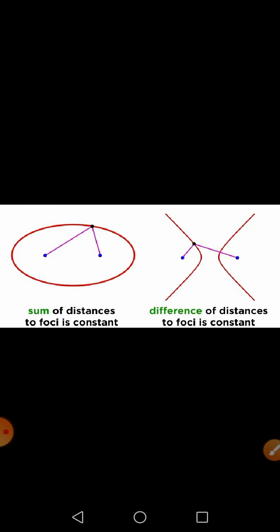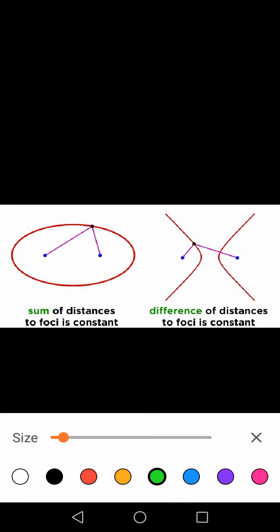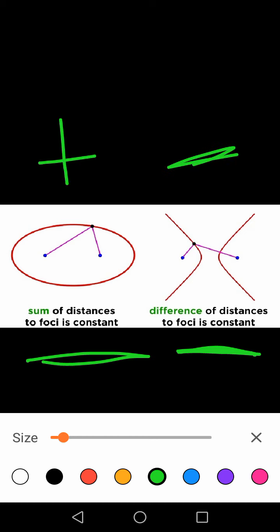For the ellipse, both coefficients of x squared and y squared are positive, but for the hyperbola, one is positive and the other is negative. And that's all. Let's see the difference here. For the ellipse, the sum of distances to the foci is constant, but here the difference of distances to the foci is constant. So here it is positive and here it is negative. And for this, it depends on the equations. Okay, let's see.